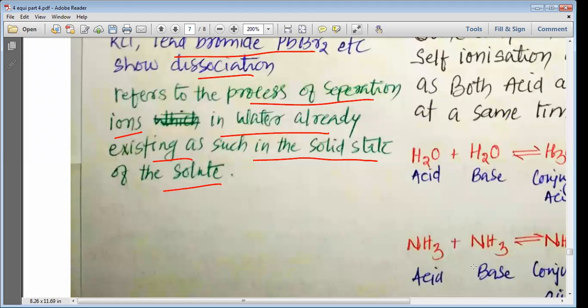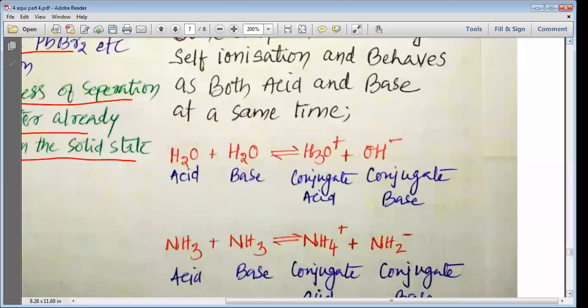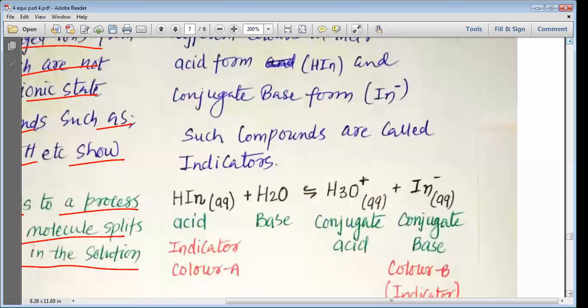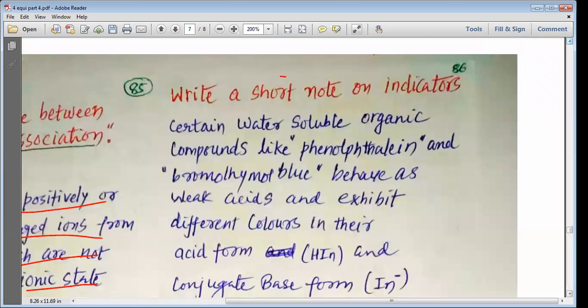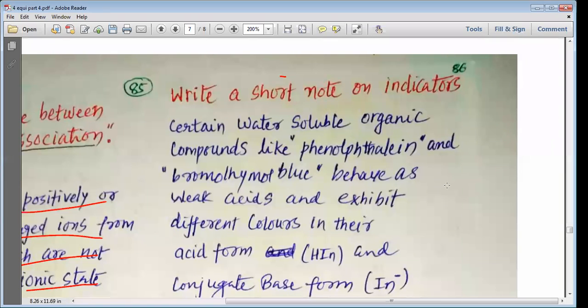So if in the solid state the species are available as ions, especially in ionic compounds, and they are separated into ions, this process is known as dissociation. So my dear students, please remember that ionization is the word used for covalent compounds, and dissociation is the word used for ionic compounds when they turn into ions when added to water. So this is how we understand the basic difference between ionization and dissociation. Now let's understand the indicators.